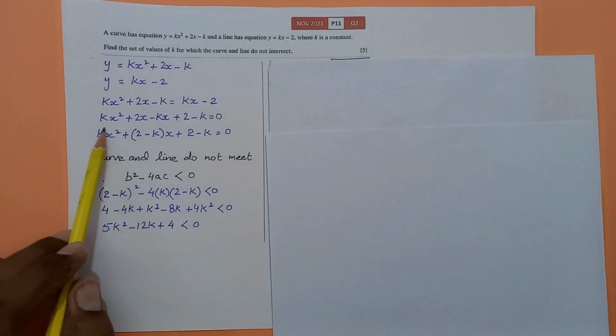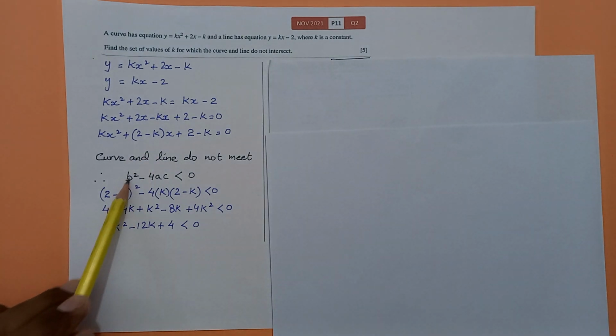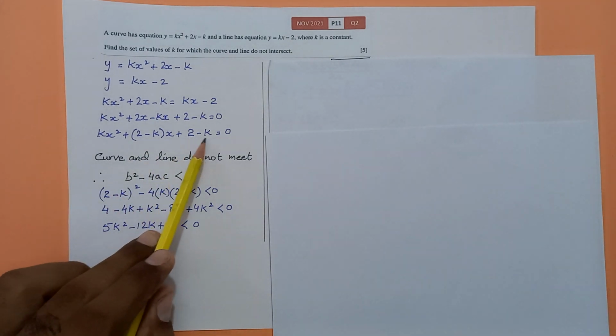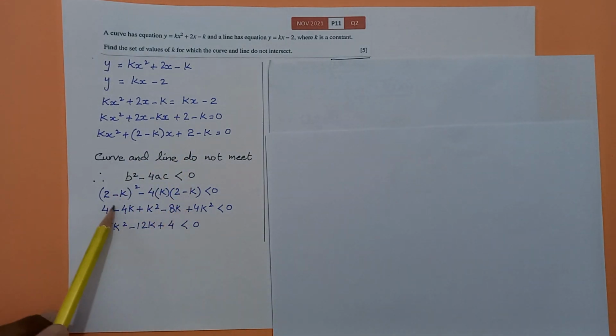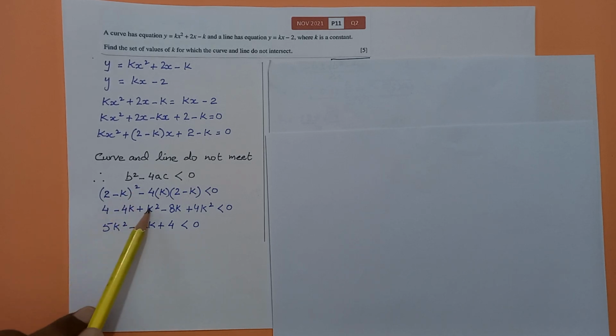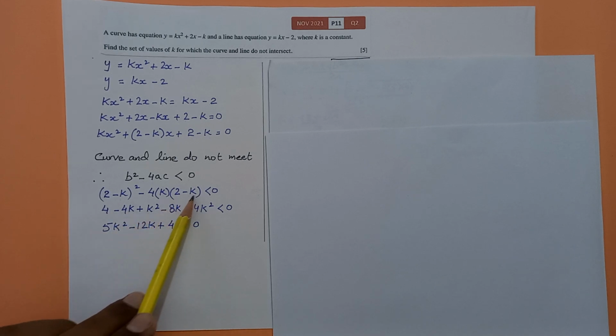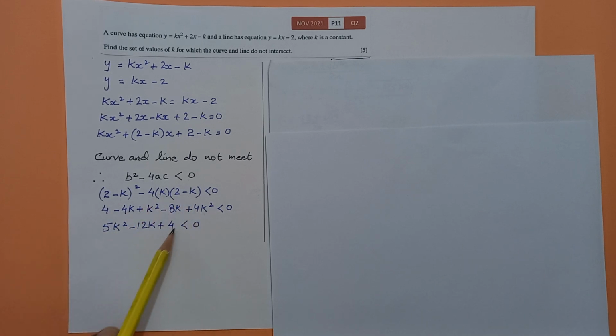The value of a is k, the value of b is 2 − k, and the value of c is 2 − k. After that, simply use the formula of (a − b) whole squared, which is a² − 2ab + b². Open up the bracket. After opening up the bracket, simply rearrange them and simplify them.